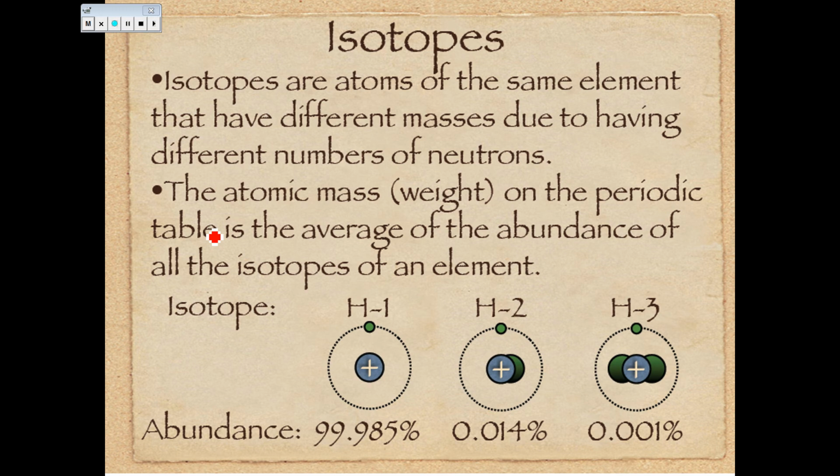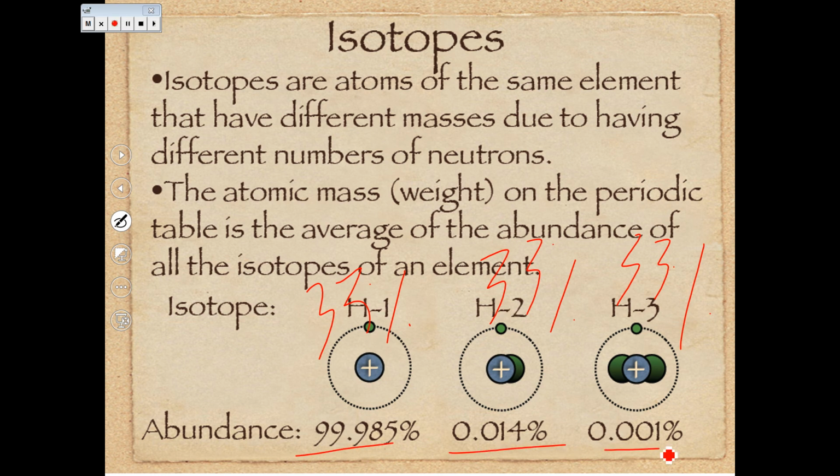If they were equal amounts, if it was 33%, 33%, 33%, you could find an average simply by adding up 1, 2, and 3 and dividing by 3. However, their abundances are not equally distributed, and therefore there is a formula that we have to use that finds the weighted average of those isotopes. And again, we'll talk about that a little bit later.